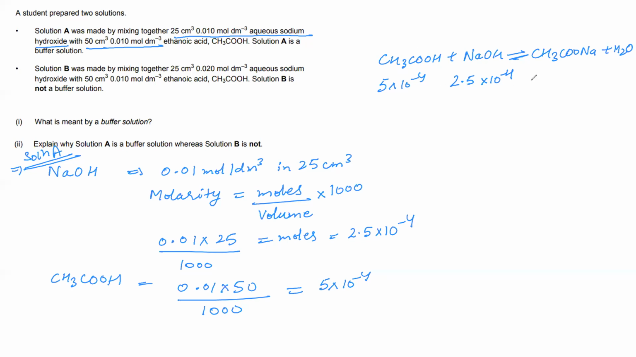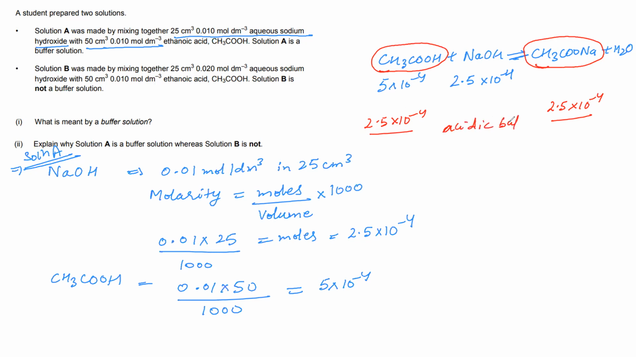So now basically what will happen after the reaction? You will have 2.5 into 10 to the power negative 4 moles of the salt and still 2.5 into 10 to the power negative 4 of the acid left. So you have this in the solution and you have this in the solution. What do they form together? They will form an acidic buffer. So acidic buffer formed. Correct? Fine. Hope this is clear.